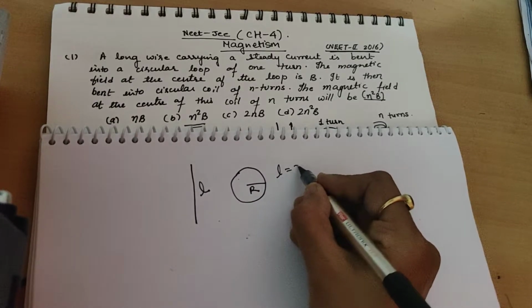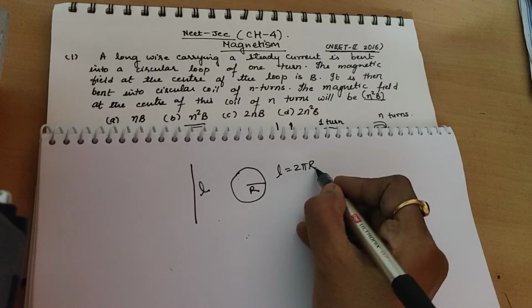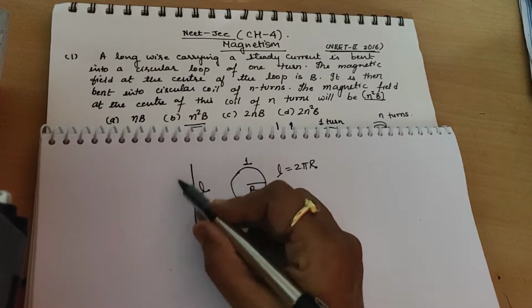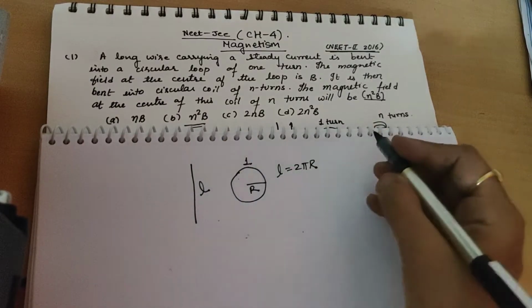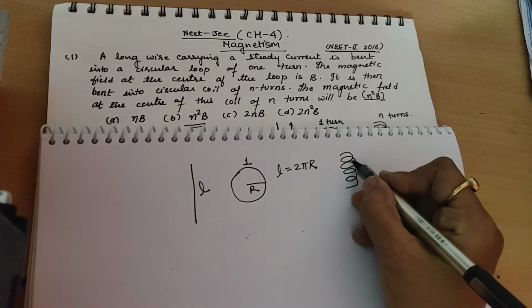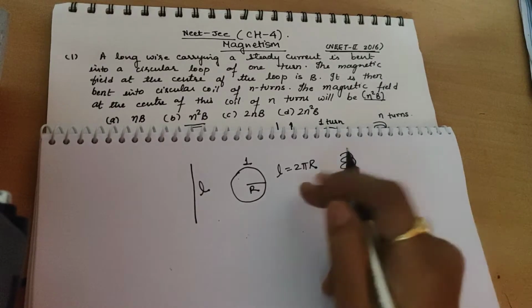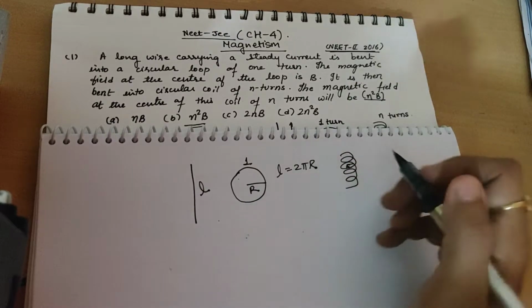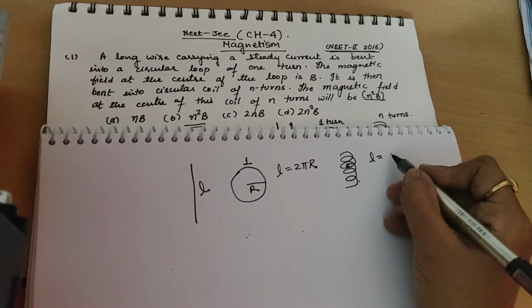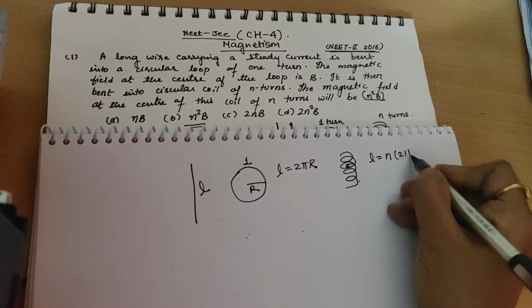So can I say L becomes 2 pi R for the first case, if I make only one turn from this L? Fine. And suppose the same wire is made into n turns. Suppose this L is made into n turns here. And definitely the radius would be smaller compared to one turn. Suppose you are making n turns, so what would be L? L would be equal to n into 2 pi r.